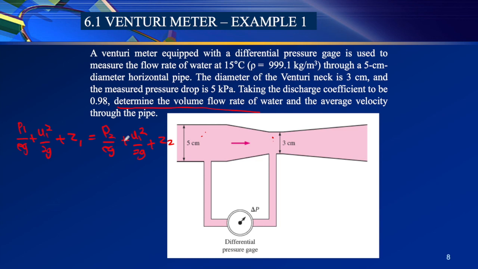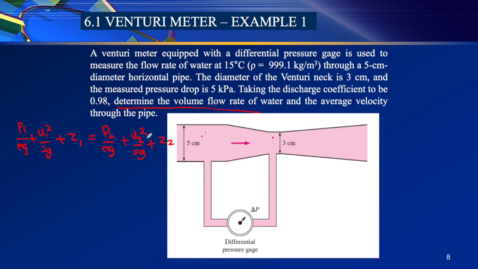Then the second one is U1 and U2. In this question, there is a difference in the diameters, 0.1 and 0.2. Therefore, we cannot cancel them. U1 and U2 cannot cancel each other unless both of these sections have the same diameter.